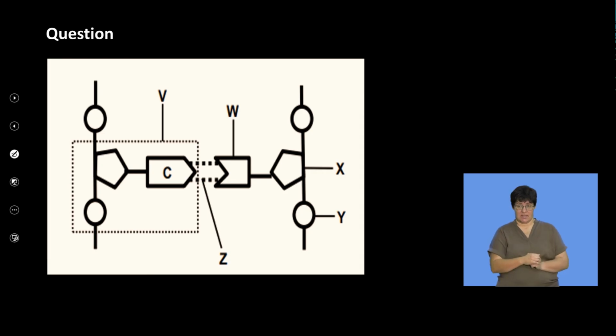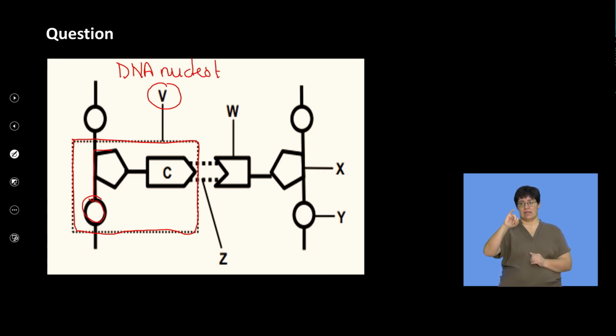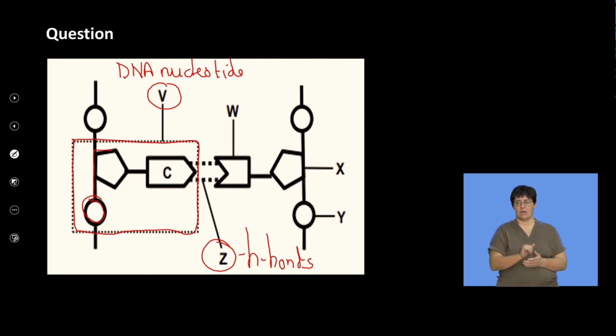If we look at V, V collectively points to all of these 3 structures together. As I mentioned, these are the 3 components that make up the building block of DNA. So V would be a DNA nucleotide. The next part that we need to identify is the bond Z. As I mentioned, these bonds, which are the hydrogen bonds, hold the base pairs together. So that's your hydrogen bond. Y would be pointing to the phosphate molecule.